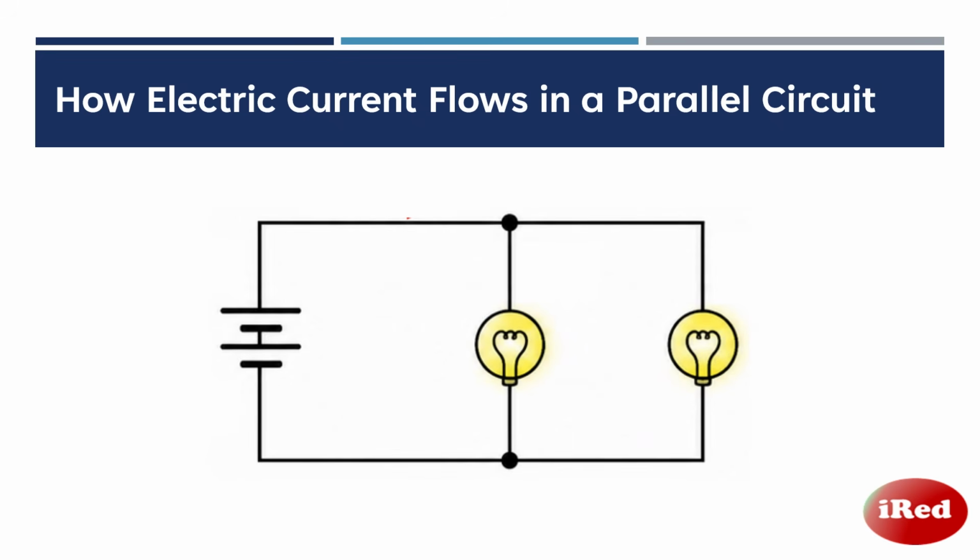So when the circuit is closed, electric current leaves the battery. The current then reaches a junction. Instead of following only one path, the current splits into separate branches. Part of the current flows through the first branch, another part of the current flows through the second branch. After passing through the branches, the current then joins together again. Finally, the current returns to the battery, completing the circuit.